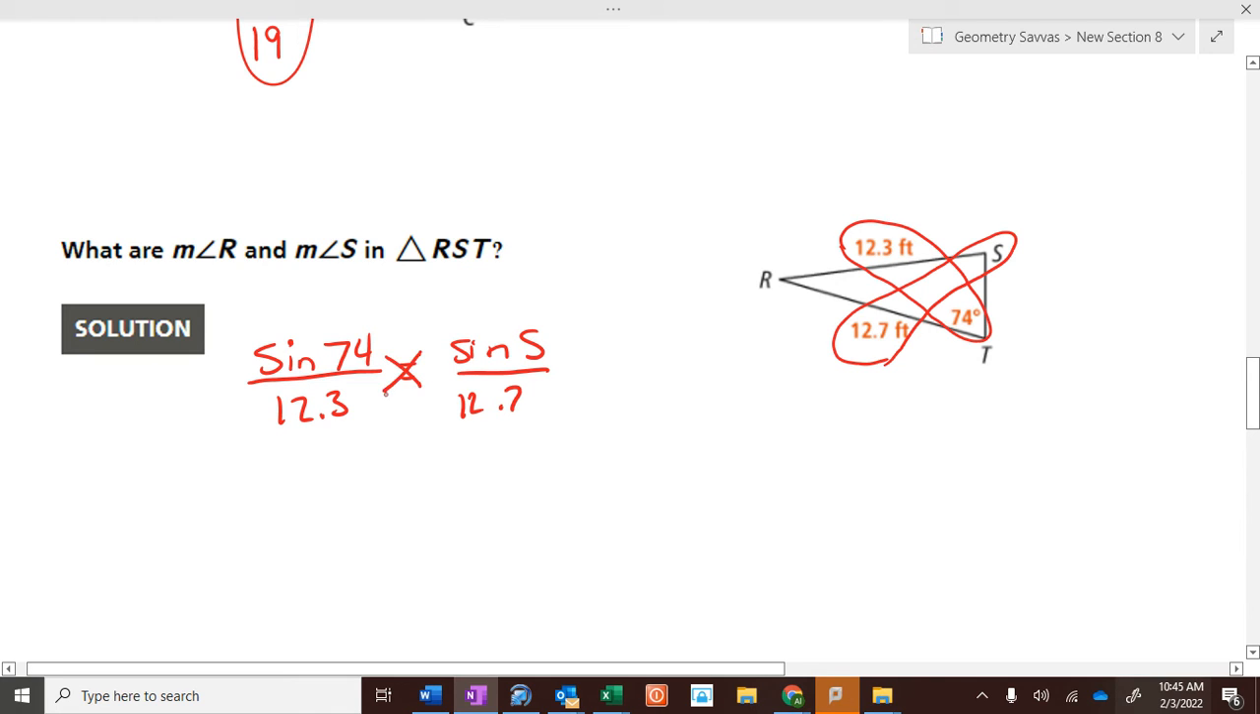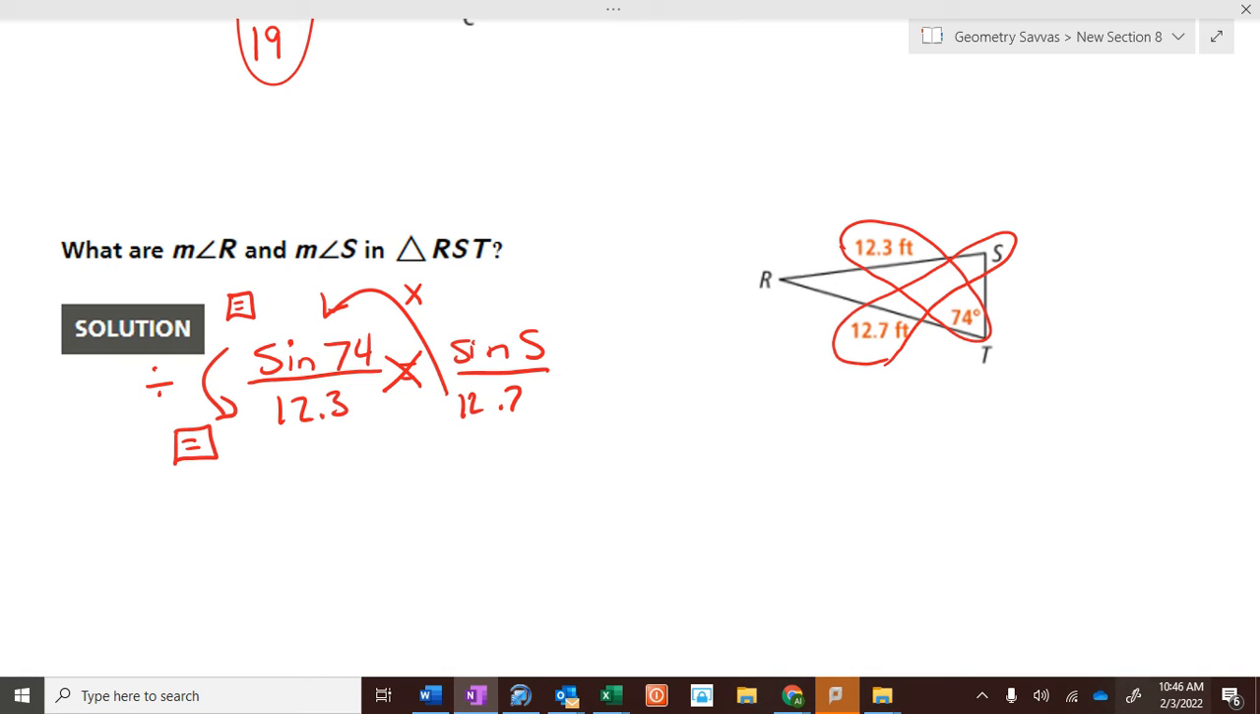So cross multiply. 12.7 times the sine of 74, press equals, and divide by 12.3, and then press equals. So you start on the bottom, times this, press equals, divided by this, press equals. And what do you get? Something less than 1, like 0.99 something. Do you think this angle is that size? No, it's not. So what went wrong?